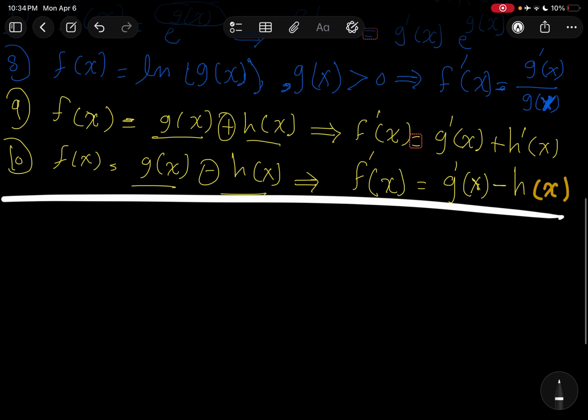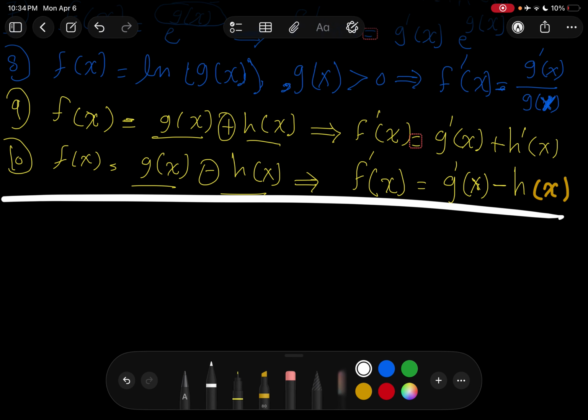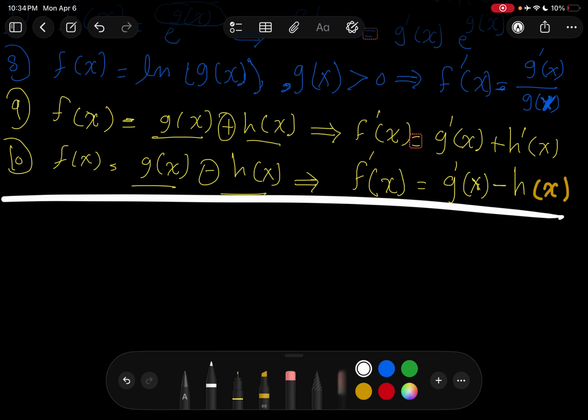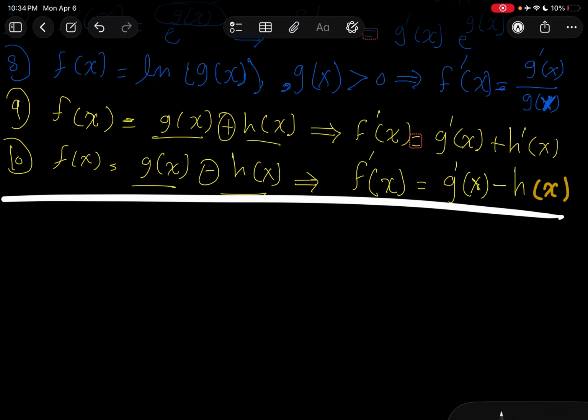Okay, guys. We have an example about these rules. I hope you get it well. You should get it first and then memorize it.